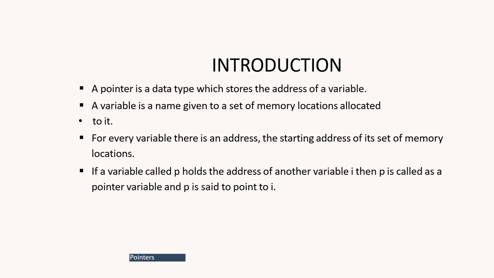A pointer is a data type which stores the address of a variable. A variable is a name given to a set of memory locations allocated to it. For every variable, there is an address, the starting address of its set of memory locations. If a variable called P holds the address of another variable I, then P is called a pointer variable and P is said to point to I.